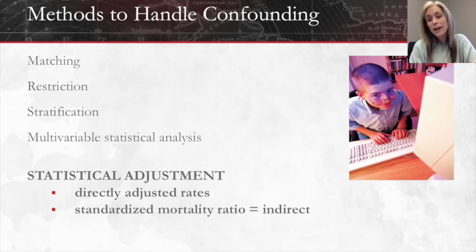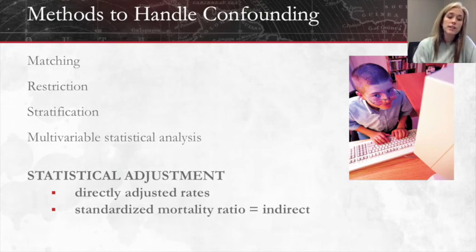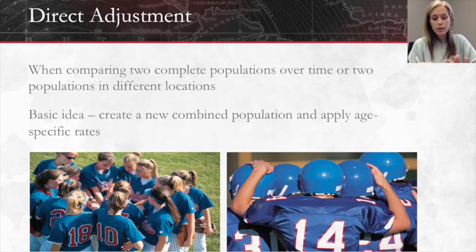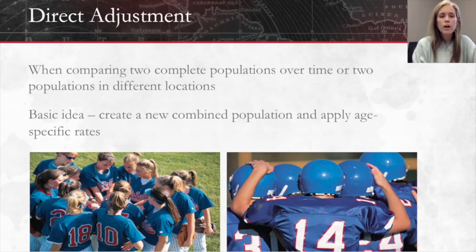So you can either directly standardize in order to get age-adjusted rates, or you can indirectly standardize and calculate a standardized mortality ratio. So direct adjustment. Now we're going to focus on what's the difference between direct adjustment and indirect adjustment. Direct adjustment yields age-adjusted rates. When comparing two complete populations over time, or comparing two populations in different locations, the basic idea is the same. You create a new combined population and you apply from there.